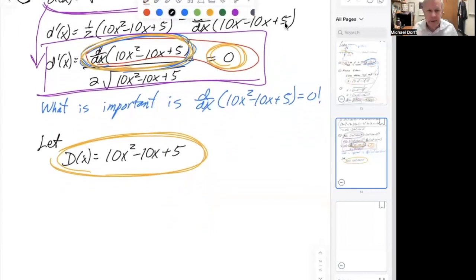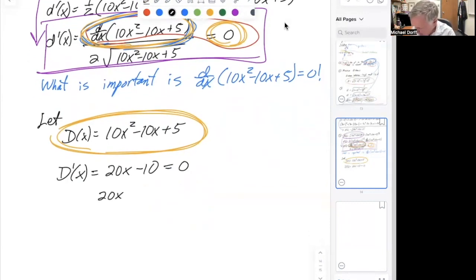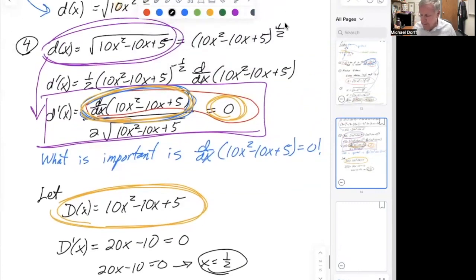We're going to let capital D be what's under the square root, and now we're going to do the second derivative test on that. The derivative of capital D is going to be 20x minus 10, and that's equal to 0 because we're trying to find the critical number. If I solve for x, I've got 20x minus 10 equals 0, add 10 to both sides, divide by 20, I get x equals a half. We found the critical number. If you do it with what's circled in purple, with the small d, you're going to get the exact same critical number.